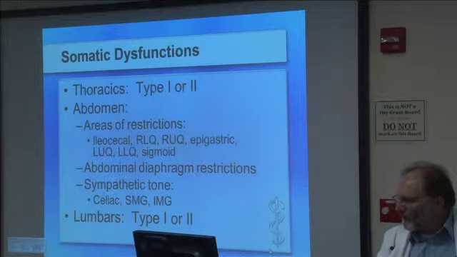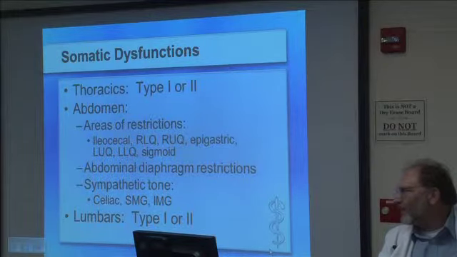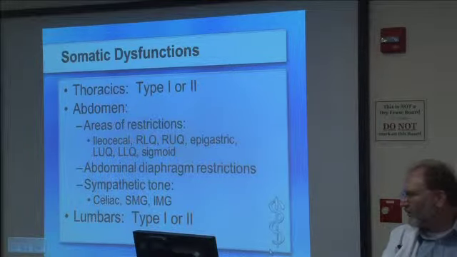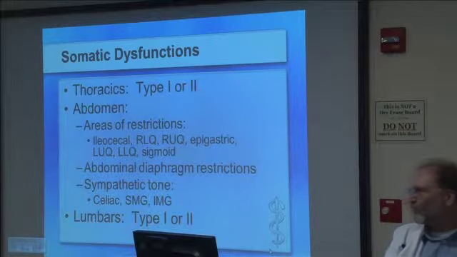All right, so thoracic problems, type 1 to type 2. Usually the type 2s, remember, rotate and side bend to the same direction, and have flexed or extended components. Those are usually more severe than your normal type 1s. Type 1s, you have at least 3. They rotate and side bend opposite, and they usually occur in the neutral position.